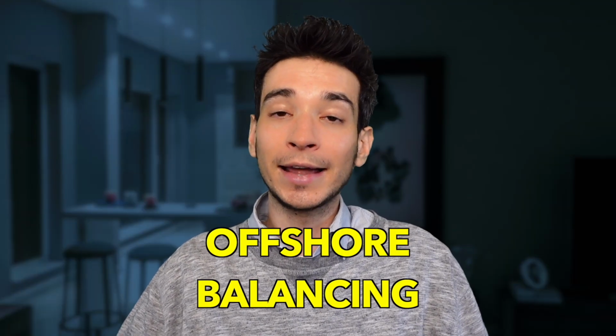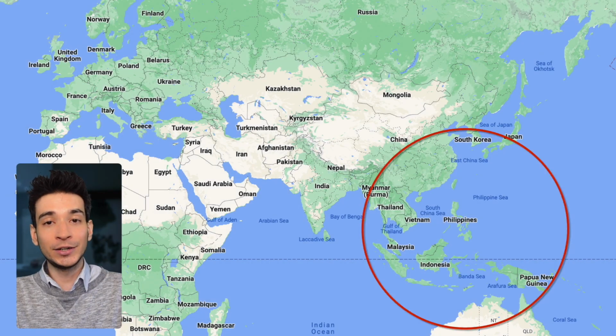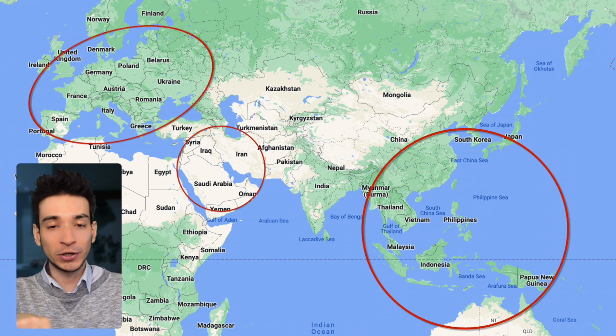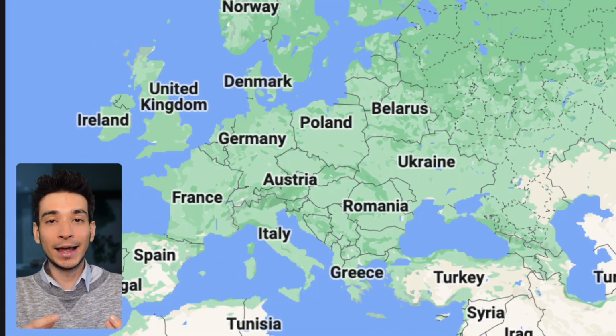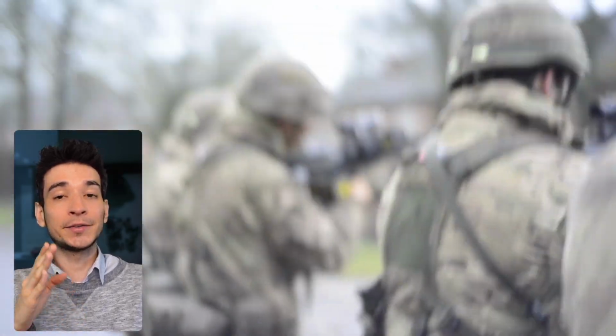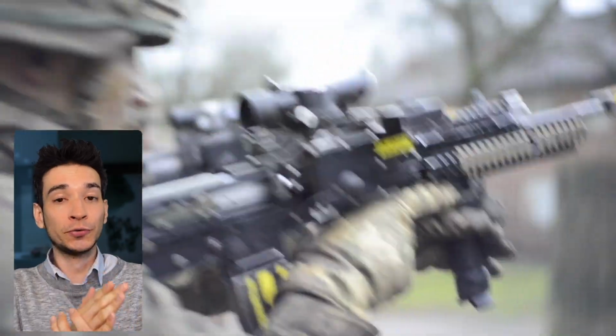The second strategy is offshore balancing, and this strategy focuses on the 3 areas of the world that matter the most, which are Northeast Asia, Europe, and the Persian Gulf. The Persian Gulf because that's where the oil is, and Europe and Northeast Asia because that's where the other 2 great powers are, Russia and China. So these are the 3 areas that Americans should focus and be considered to fight in.